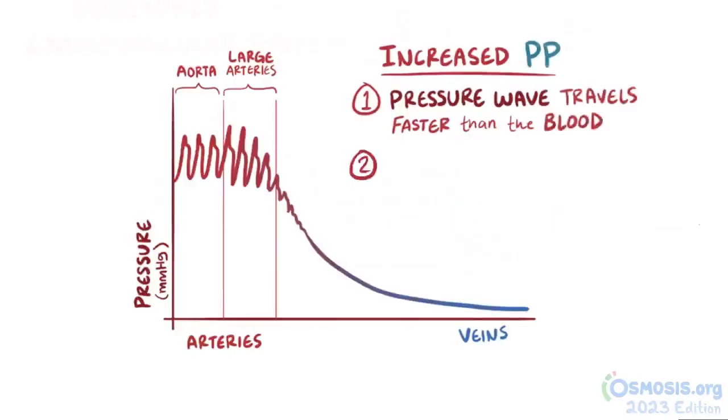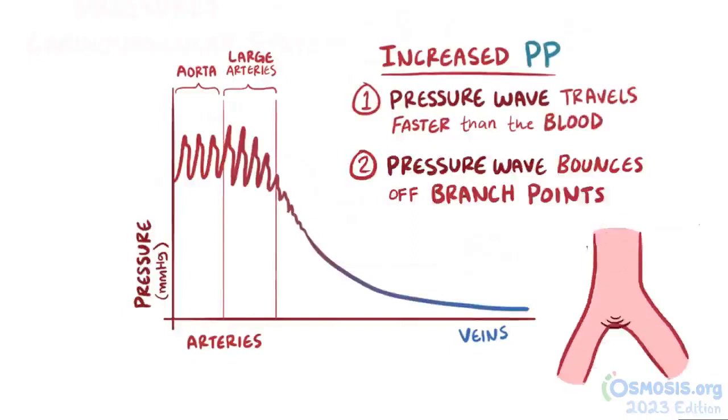A second reason is that the pressure waves bounce off branch points in the arteries, which cause them to reflect back and increase the pressure in the arteries even more.